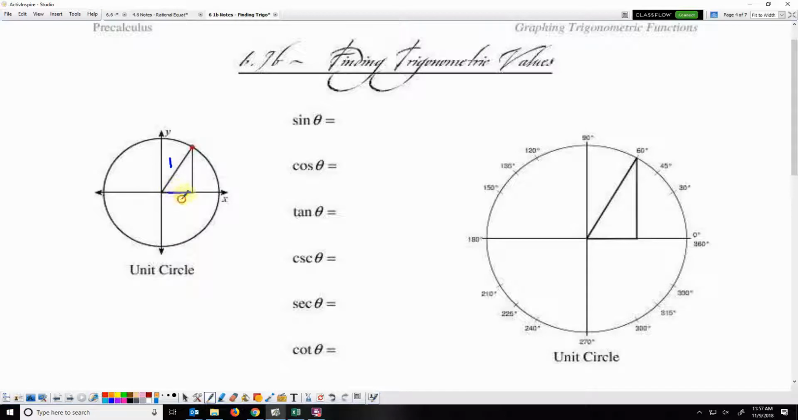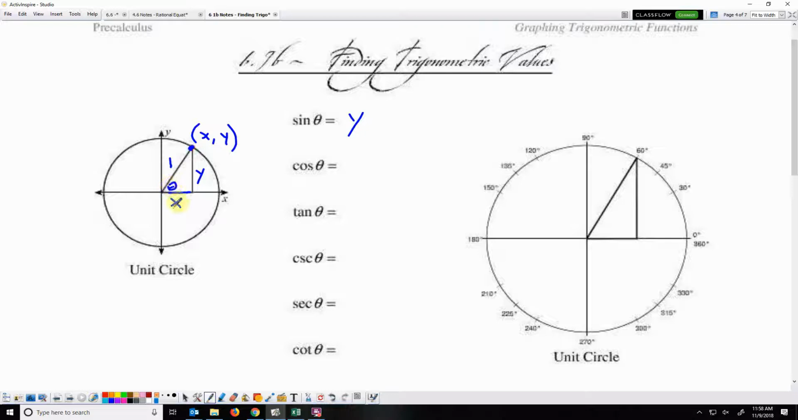This direction to the right, that is some x value. Going up is some y value, which means this point right here is (x, y). So the sine of this angle, we'll call it theta, sine of theta, and sine is opposite over hypotenuse, which means it is y over 1. So the sine is the y value. So on a unit circle, sine will always be the y value.